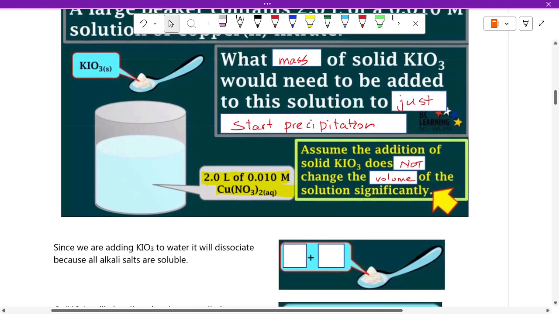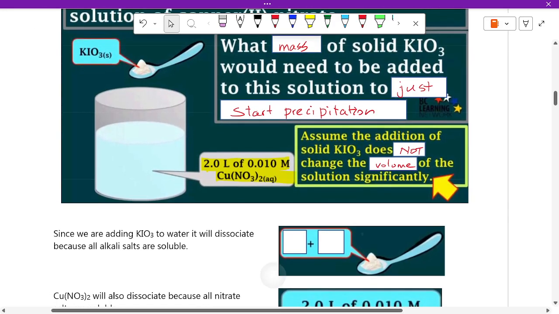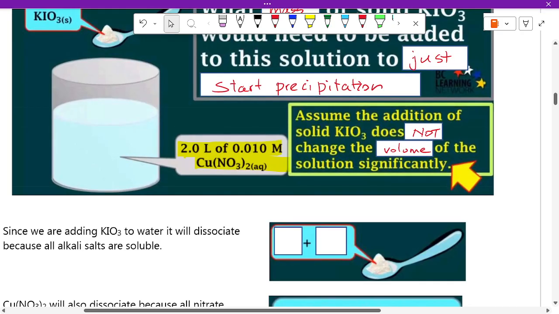So we're adding KIO3 to water, and it's going to dissociate, because all alkali salts are soluble. What does it dissociate into? K+ and IO3-. Excellent. There's our salt.